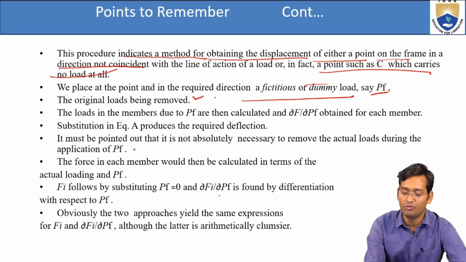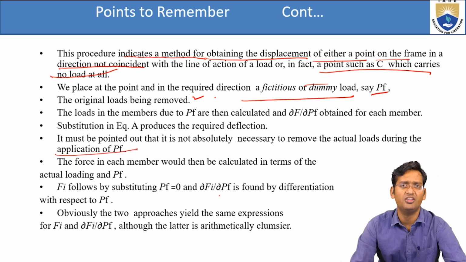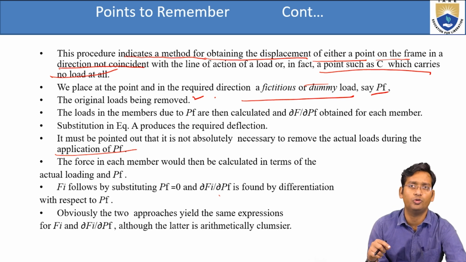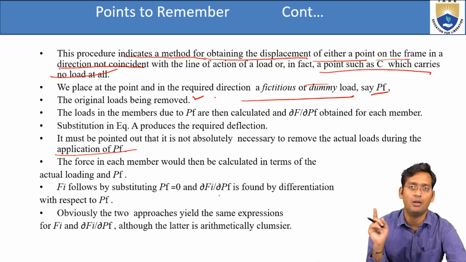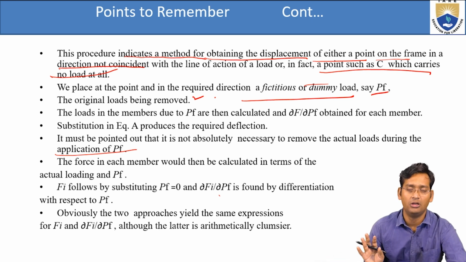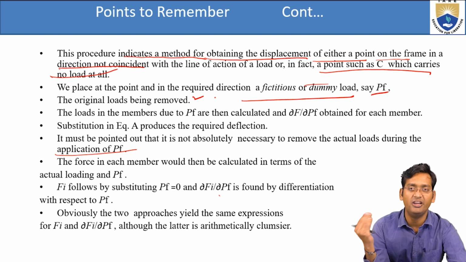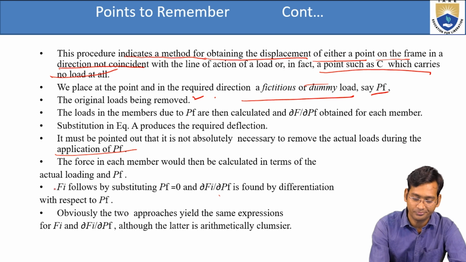Okay. It must be pointed out that it is not absolutely necessary to remove the actual load during application of PF. So it's not necessary. If that load is acting there, we can find by that method also. If that load is not there, then we have to apply the fixed load. So it's not always necessary, at whatever point we have to find, to apply the fixed load only, or to remove the actual loads. If the force is already there at that point, then there is no need to add the fixed load.